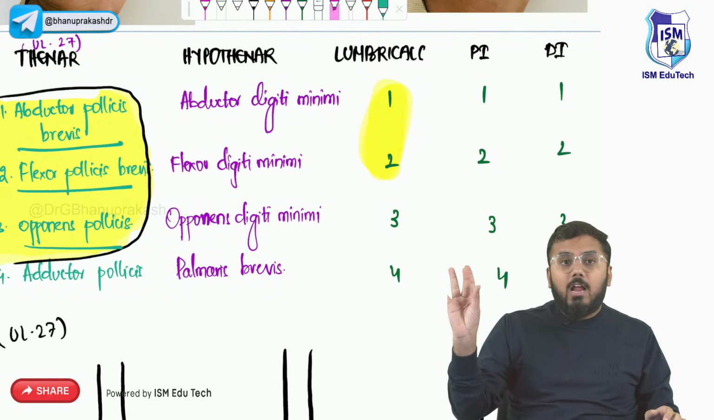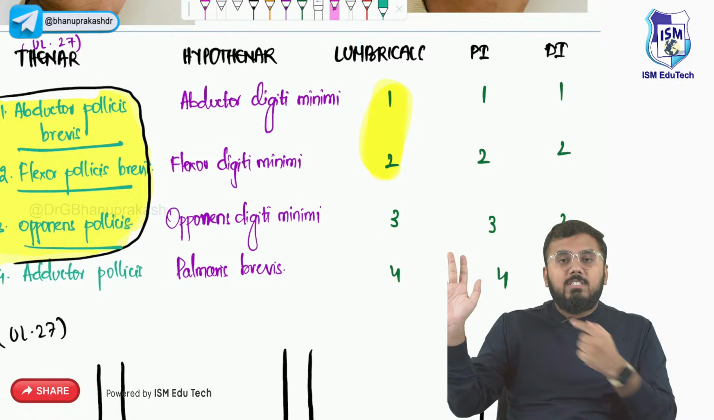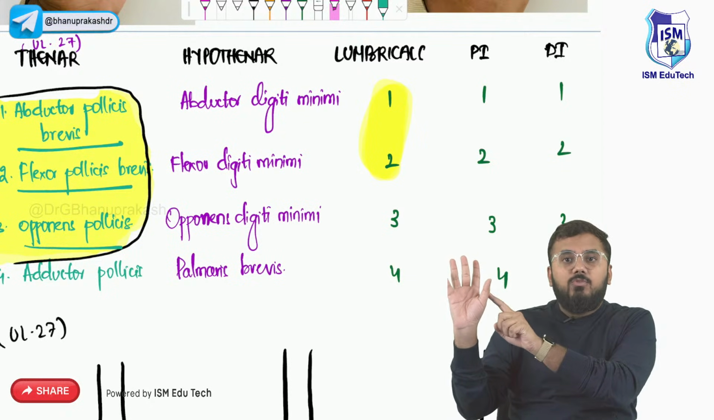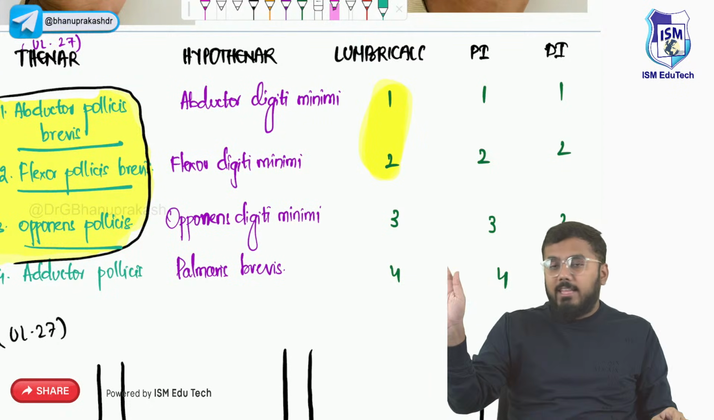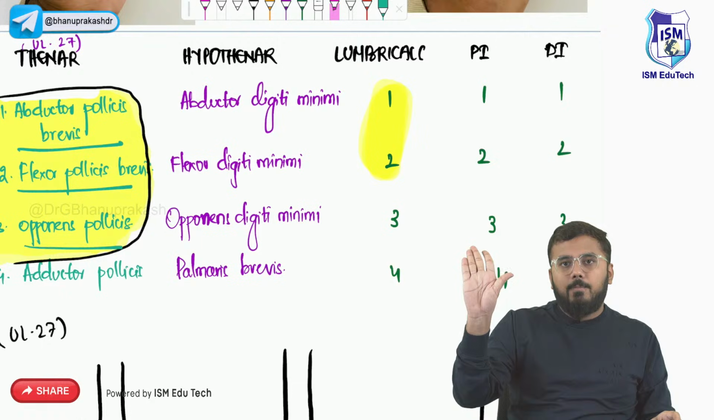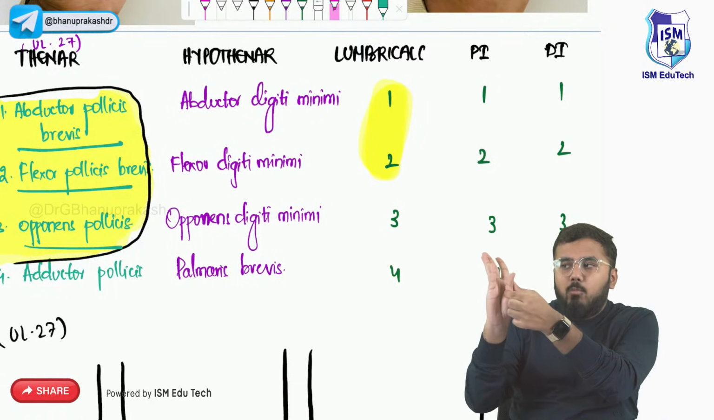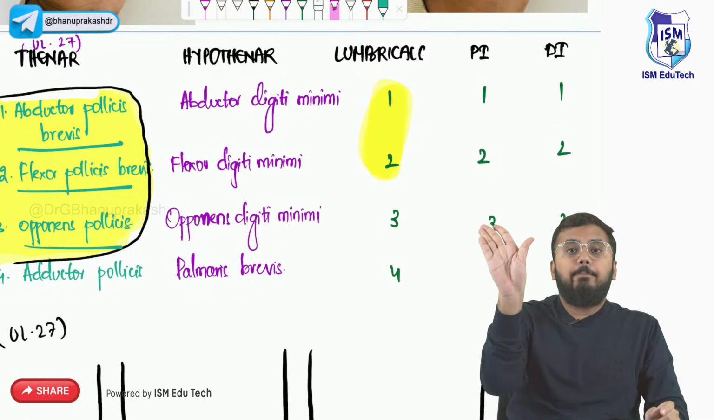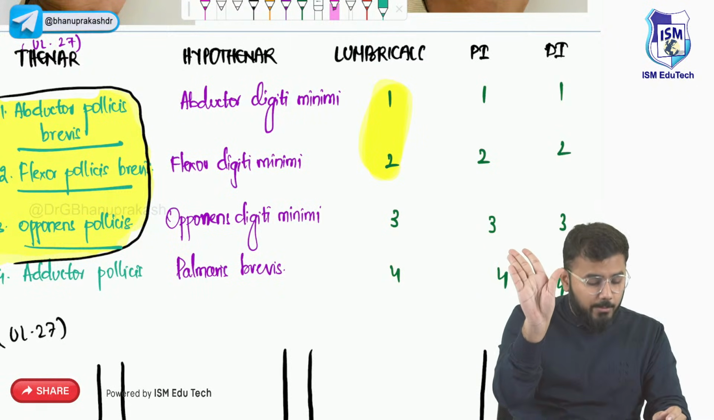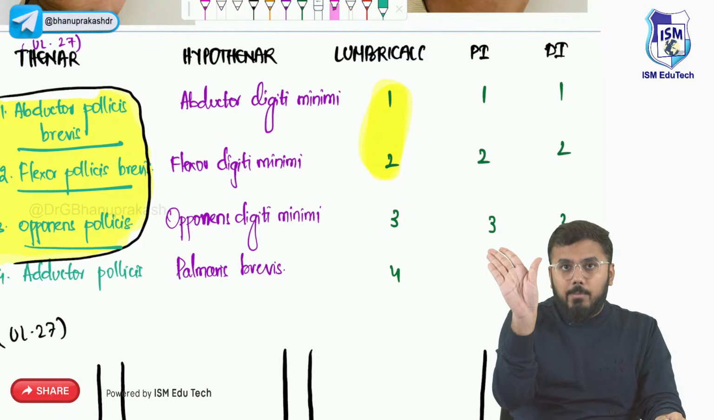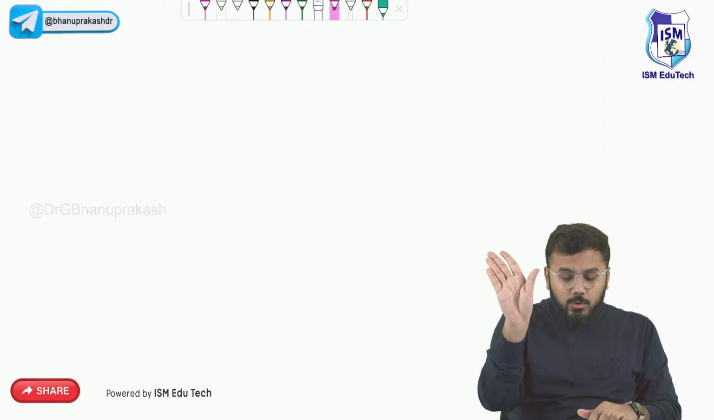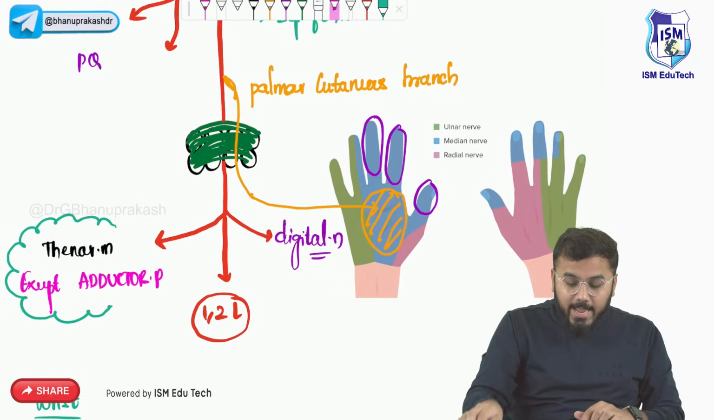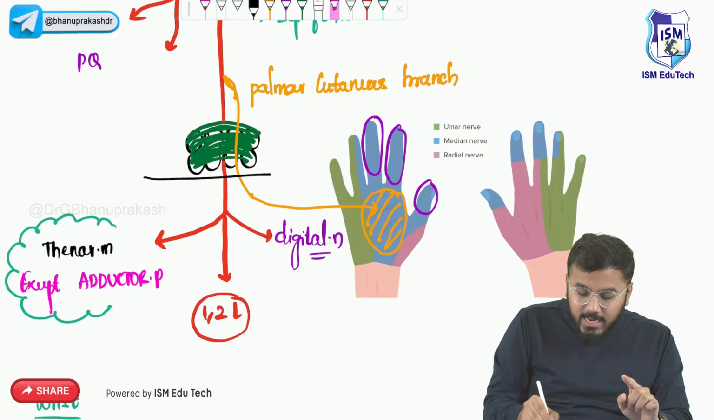It is responsible for opposition. And if the median nerve is cut off, then this finger cannot oppose any finger. Then this finger will remain like this. It can't even move towards any finger. It will remain like this. This is called ape thumb deformity. What is this deformity called? Ape thumb deformity. Okay.